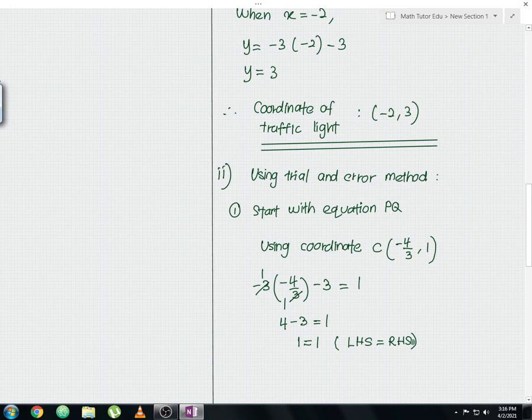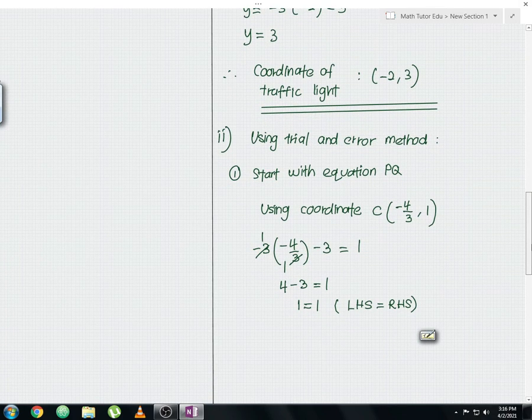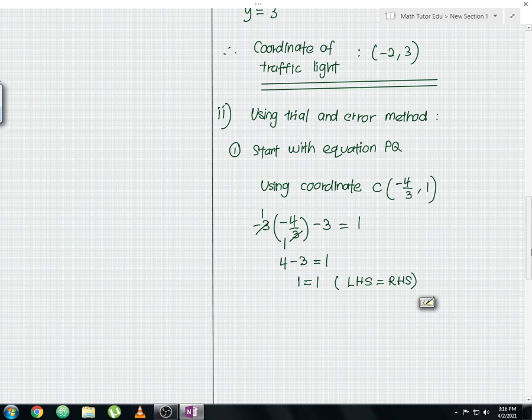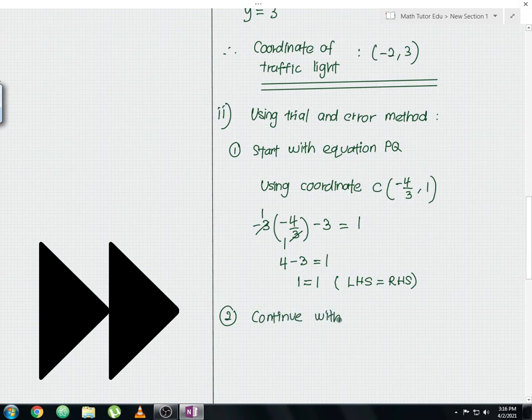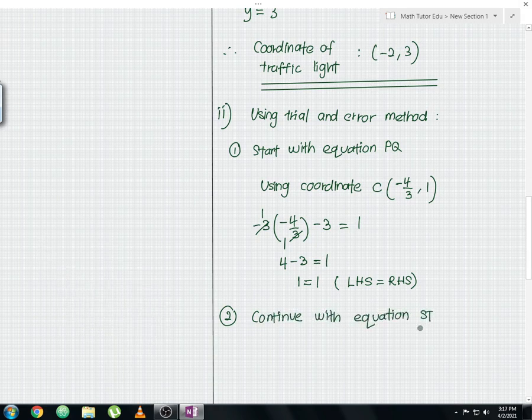So from here we know that road PQ passes through town C with the coordinate negative 4 over 3, 1. Okay, however, let us double check with the second road, which is road ST. So we're going to continue with the equation ST. Equation ST is 2x plus 7. So we're going to substitute the negative 4 over 3 into the equation. So 2 times negative 4 over 3, plus 7. So you should get this equal to 1.